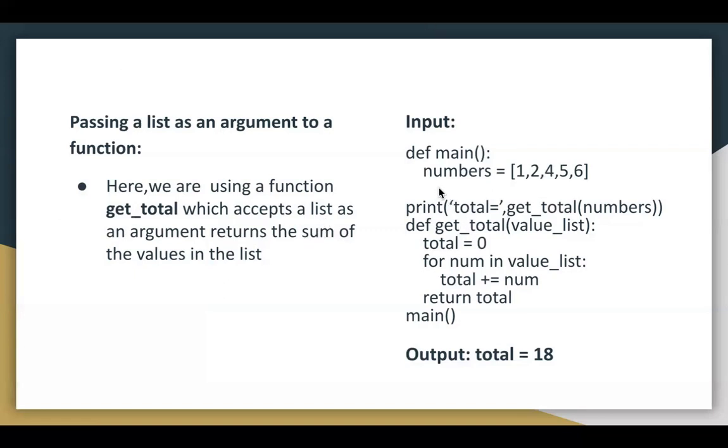See, I am taking the same example. Here we are using the get total function. Total is initialized with 0, and for value in the list, it is accumulating the value. After the for loop completes, it will return the total value.